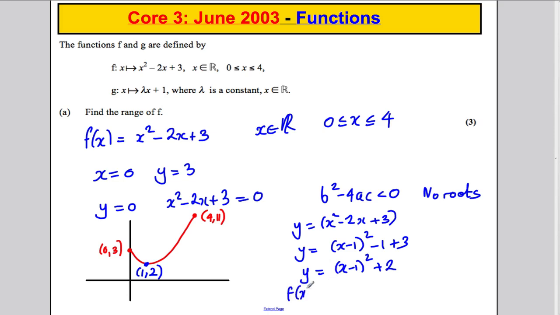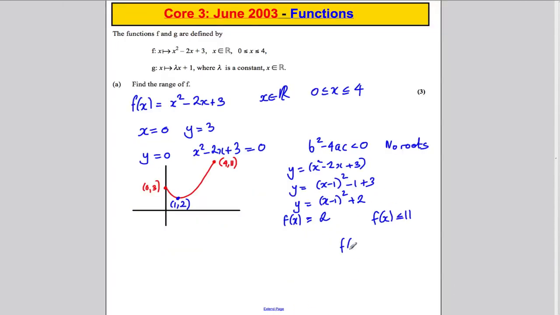So f of x is bigger than or equal to 2. But also, it must be less than 11, so f of x also is less than or equal to 11. So probably a neater way of saying it is that f of x is less than or equal to 11, but bigger than or equal to 2, and you're done.